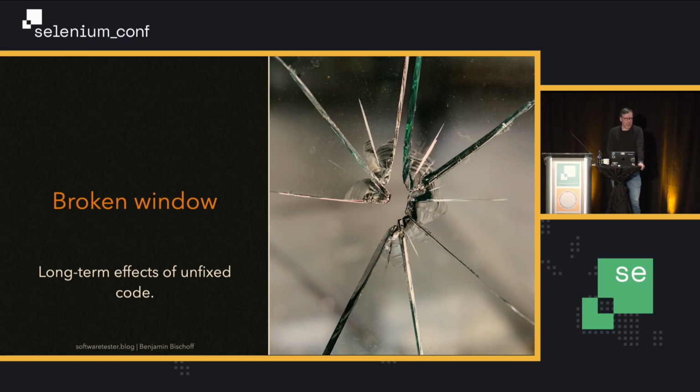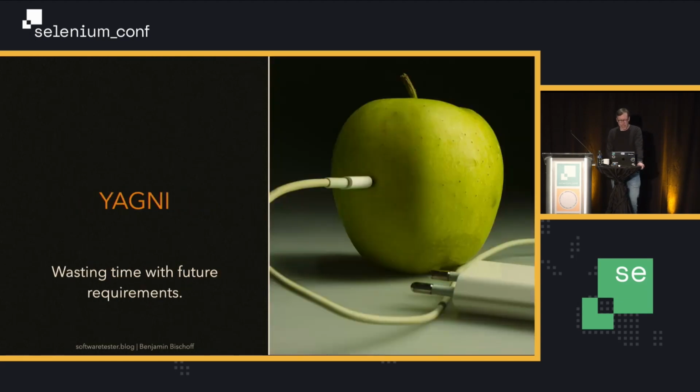So you should think of long-term effects of unfixed code, and you should fix those things as early as possible. Like I said, code smells don't mean you have a problem in your code. It can mean you have a problem. So it's good to talk about that as early as possible.